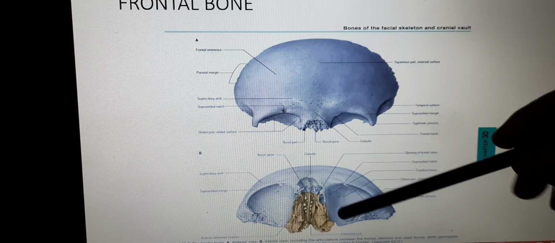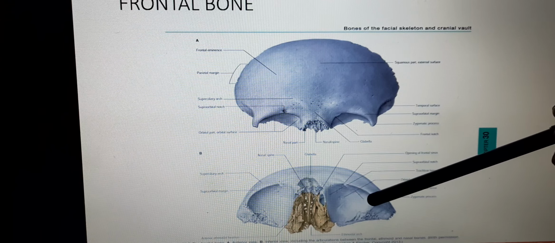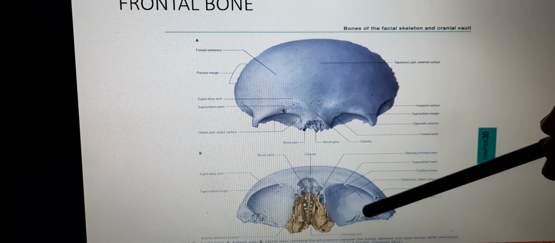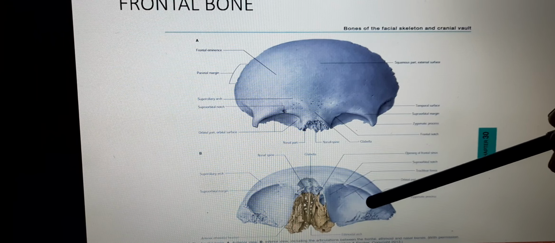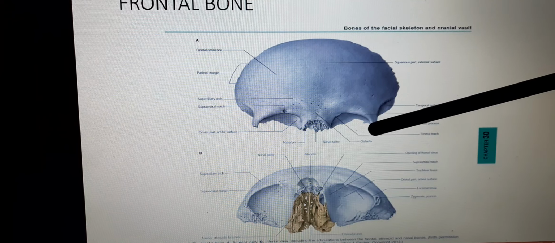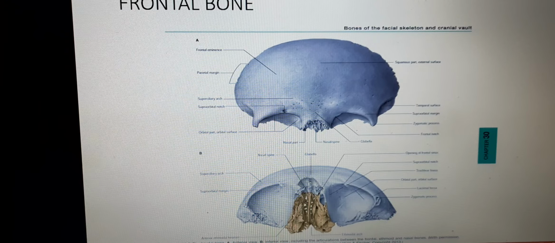Just see the picture below. This is the orbital plate, and on the anterolateral aspect of the orbital plate, behind the supraorbital margin, there is a fossa known as the lacrimal fossa, and the lacrimal gland lies in this fossa. If you see anterior to the anteromedial wall of the roof of the orbit, there is a fossa or spine present, known as the trochlear fossa or trochlear spine, in which the fibrocartilaginous pulley of the superior oblique muscle is attached.